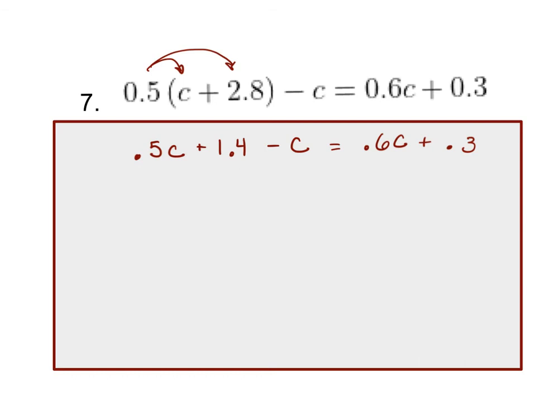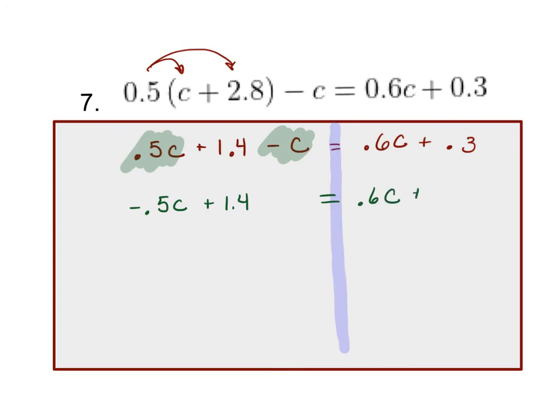So let's look at this left-hand side, see if we get any like terms. Again, here's our equal sign, so I'm looking on the left. And it looks like I've got a half of a c, take away a full c. And those are the only like terms on the left-hand side. Well, 1/2 take away 1 is negative 0.5. So negative 0.5c plus 1.4 equals 0.6c plus 0.3. I'm going to get all my c's. Let's see here. I'm going to put my c's on the right-hand side this time.